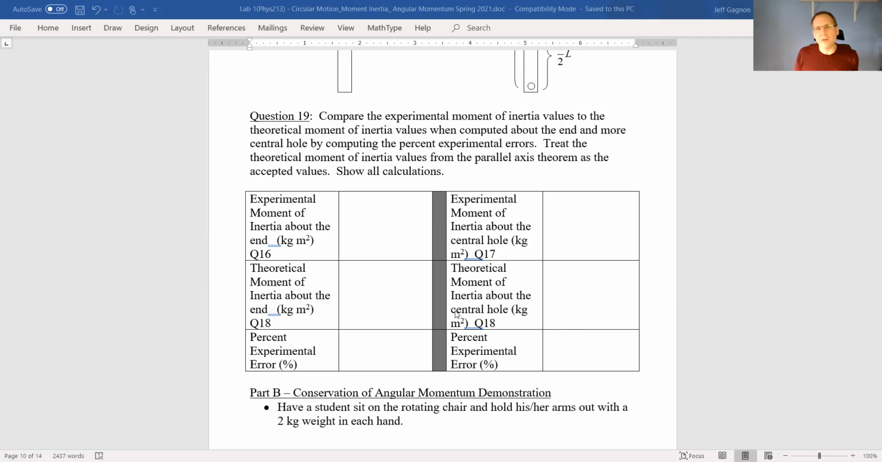And how do you know if you're correct? These values should be very close. When you write it in decimal form, it'll be some decimal times ml squared, and they should be almost identical. And the same thing for these two. You should find that they're very, very close.